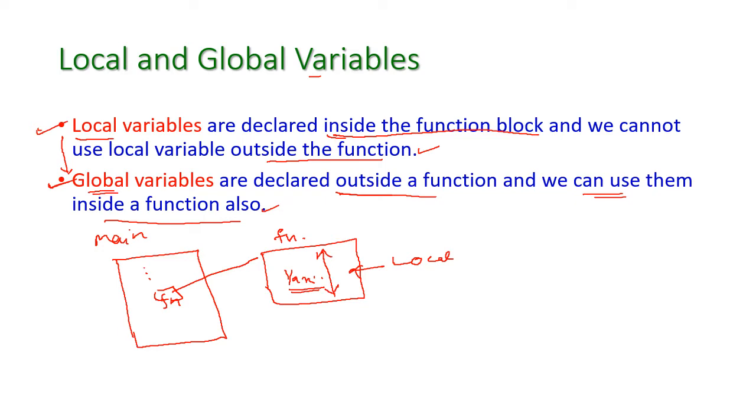What is global variable? Outside the function, we can create any variable. Those variables are global variables. That is, the variables which are declared in the main program are called as global variable. And we can use the global variable inside the function also. The global variables are accessible inside the function also. Anywhere in the main program we can access the global variables. Let us see an example for this local and global variable.